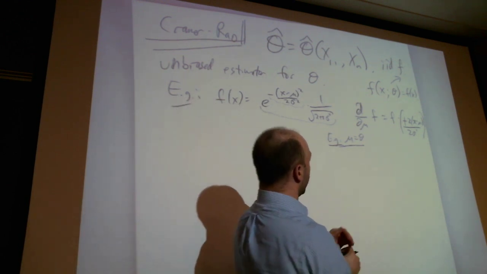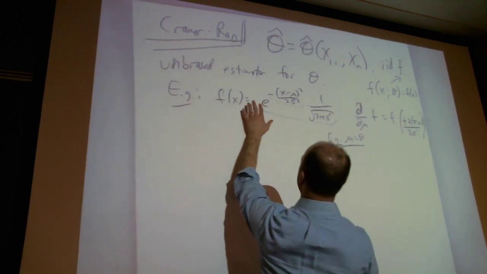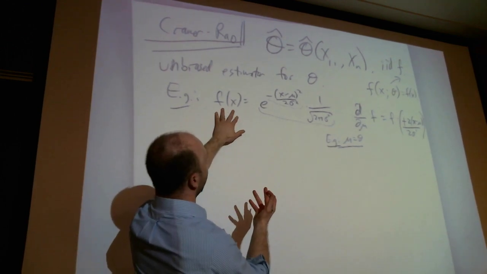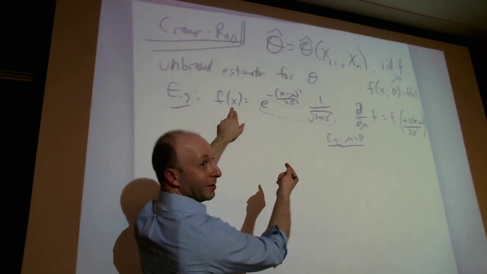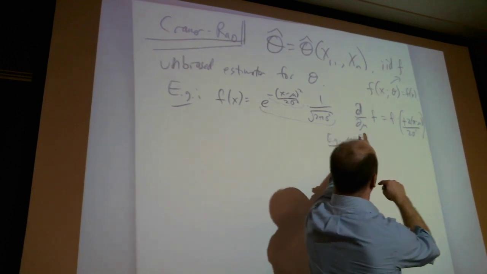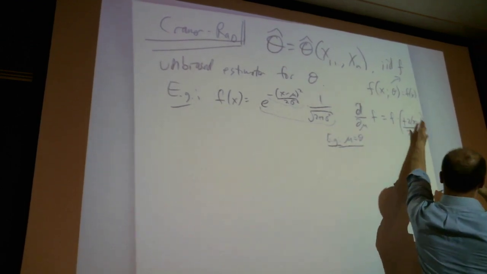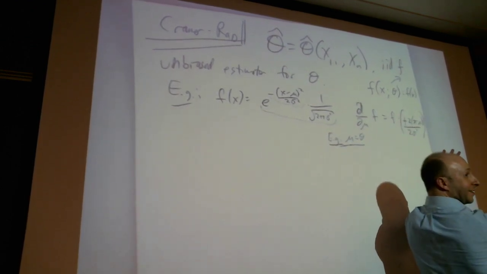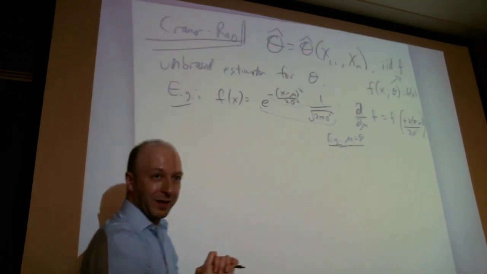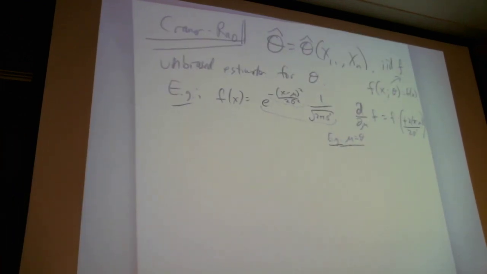So it makes sense to differentiate, even though the function isn't explicitly written as a function of the parameter. It's a function of x, we can differentiate it with respect to the parameter, and we get, again, some function of x, which is implicitly a function of the parameter. Does that make sense? Okay.